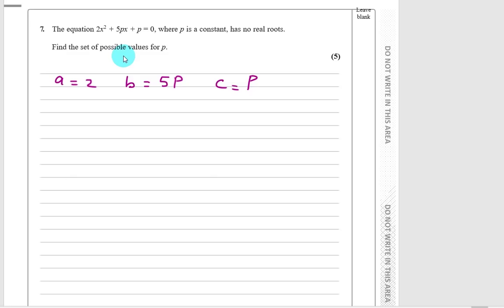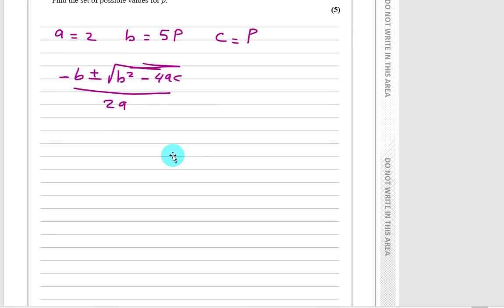Now to find the root, the equation is -b plus or minus the square root of b² - 4ac, divided by 2a. If we don't have any root, then b² - 4ac will be less than 0. So actually it's less than 0 if we don't have any real root.